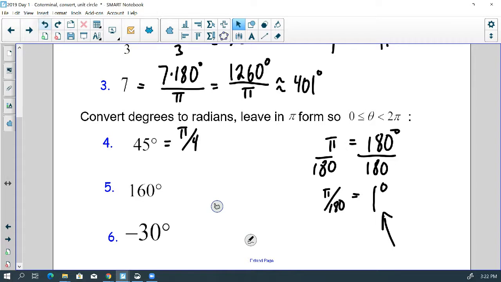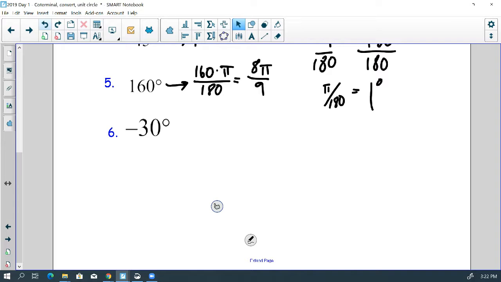So that means that 160 degrees must be 160 of those. And that's exactly what I do. So I can convert this. So 160 times pi over 180. And then simplify. 160 is 10 times 16. 180 is 10 times 18. So the 10s cancel out. 16 and 18 both have a 2 in common. So I have 8 pi over 9.